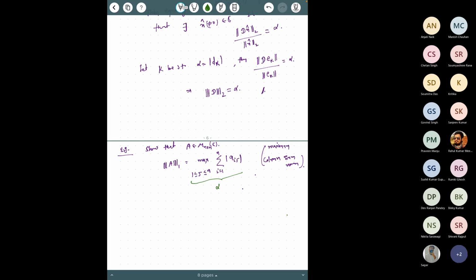So I have to show that the operator one norm of A is equal to this alpha. That means the maximum of this ratio is equal to alpha. If this is equal to alpha, I'll show that this is an upper bound, and then I'll show that this is the least upper bound by showing that this alpha is attained. So there are two steps. I will first show that this alpha is an upper bound, and then I'll show that this is attained. Okay, so let us do that.